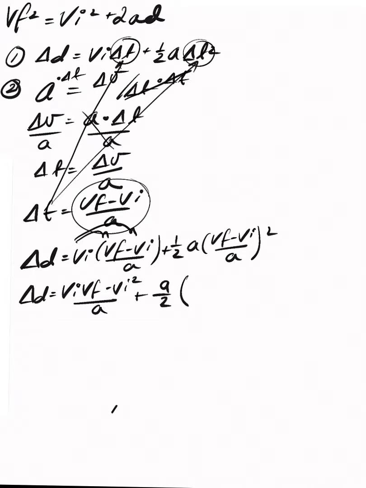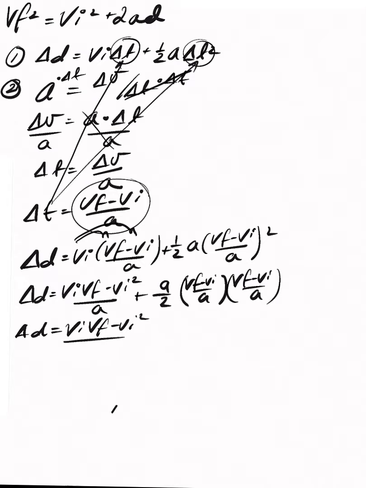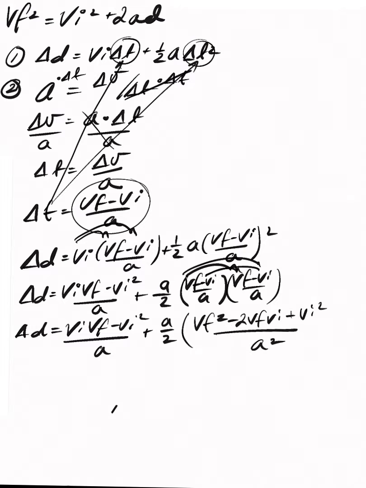over A squared, but we're actually going to multiply it, so we're going to square it: Vf minus Vi over A, Vf minus Vi over A. So we get delta d equals Vi Vf minus Vi squared over A plus A over 2. We're going to multiply these two binomials using FOIL, and we get Vf squared minus 2Vf Vi plus Vi squared over A times A squared.